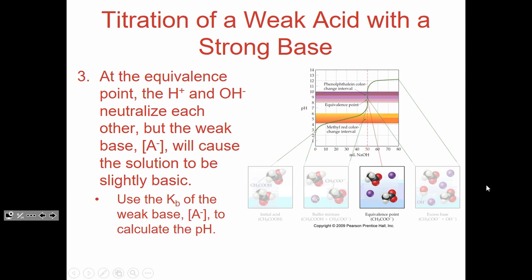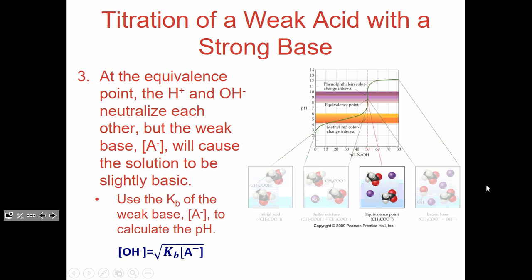So if we had something like acetic acid, we would need the Kb of the acetate anion to calculate the pH. And remember, at this point, we have a base. So when we solve for X, we're going to get OH minus. And remember, it's based upon the Kb of our weak base and its concentration, which remember, we know how many moles of H plus we had. So that means we know exactly how much we need to neutralize.